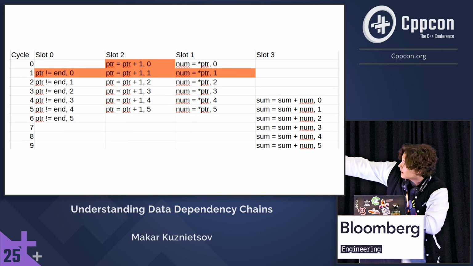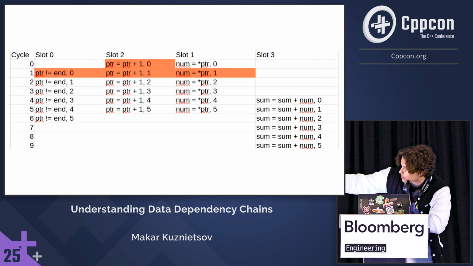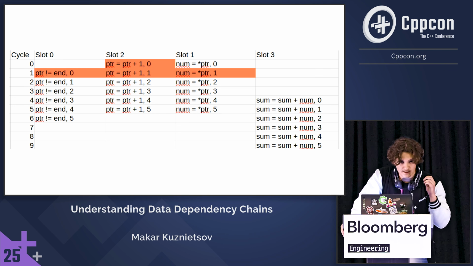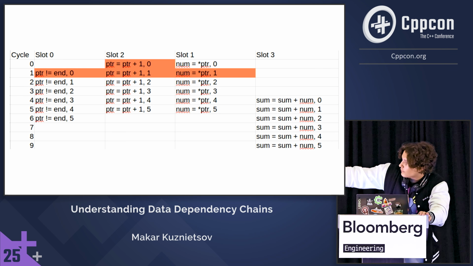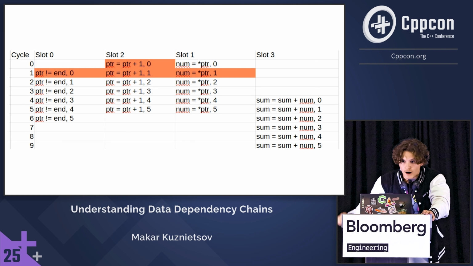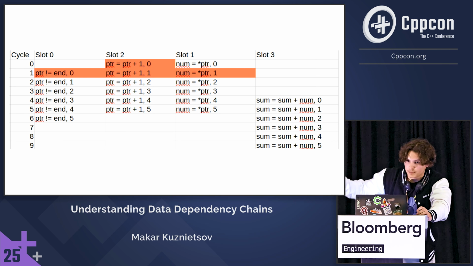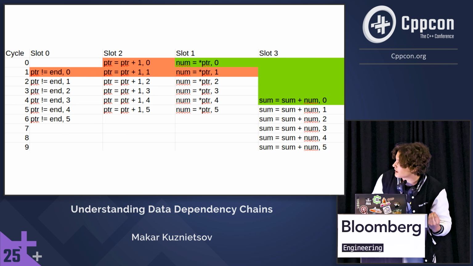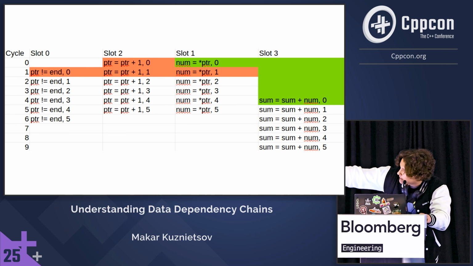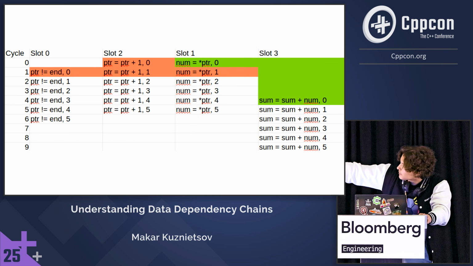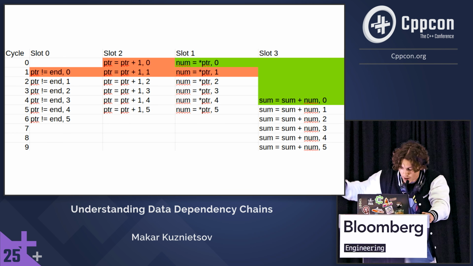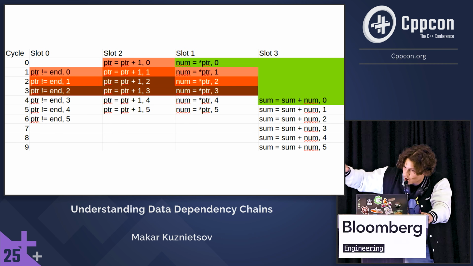So here, by this orange color, I selected all the instructions that depend on the pointer variable, and you see that all the instructions in cycle 1 that I selected in orange are dependent on the pointer. So they cannot be issued before this instruction has been completed. That's basically a data dependency. And then this is the secondary data dependency, because the sum equals sum plus num is dependent on num. And this is how it progresses over time.